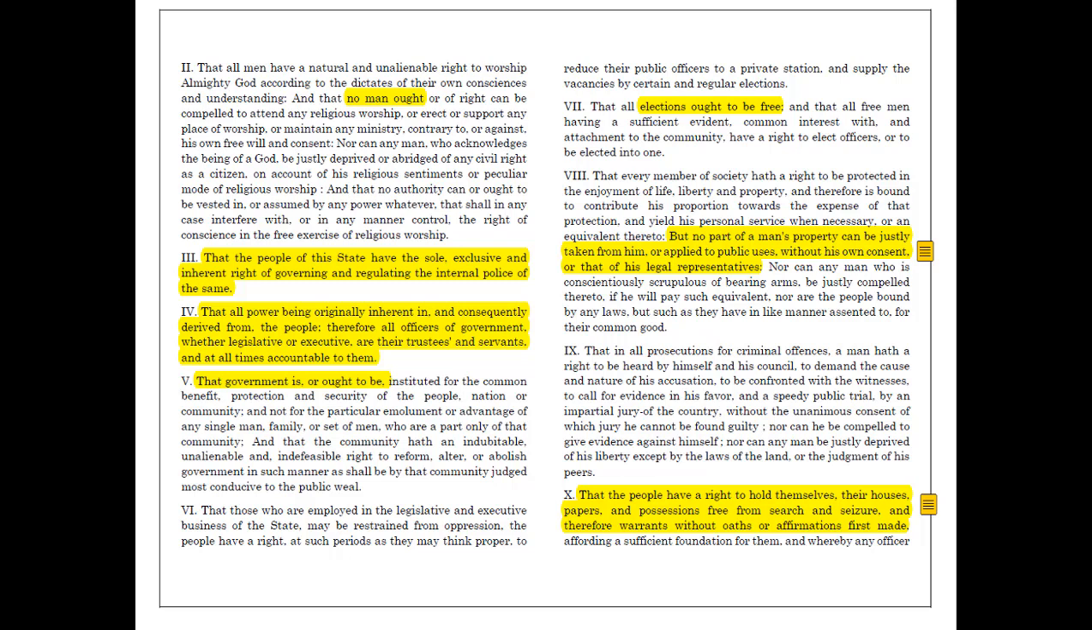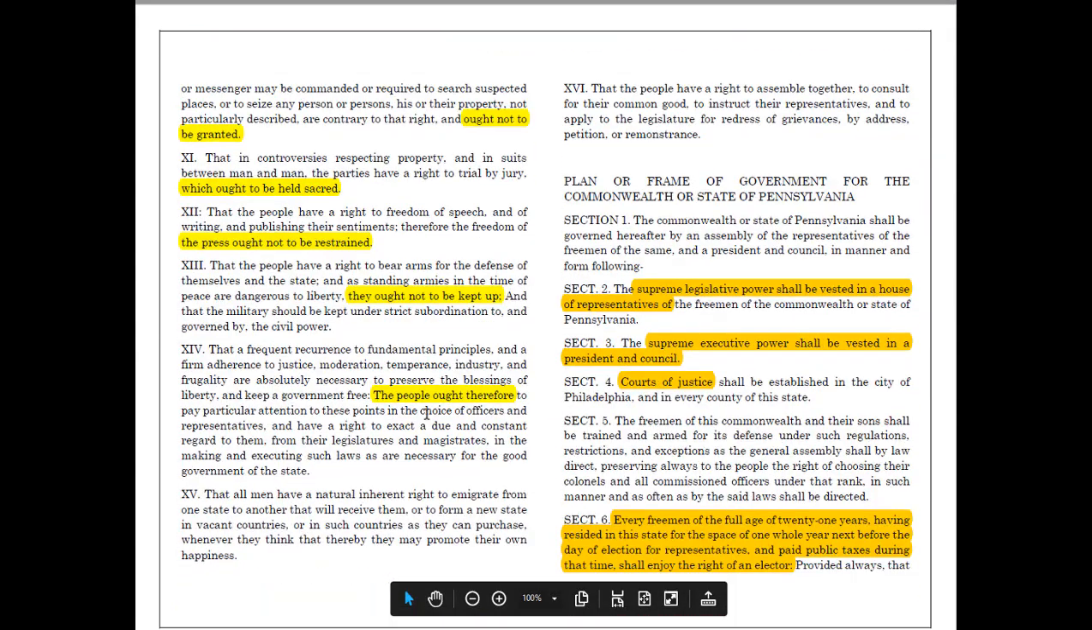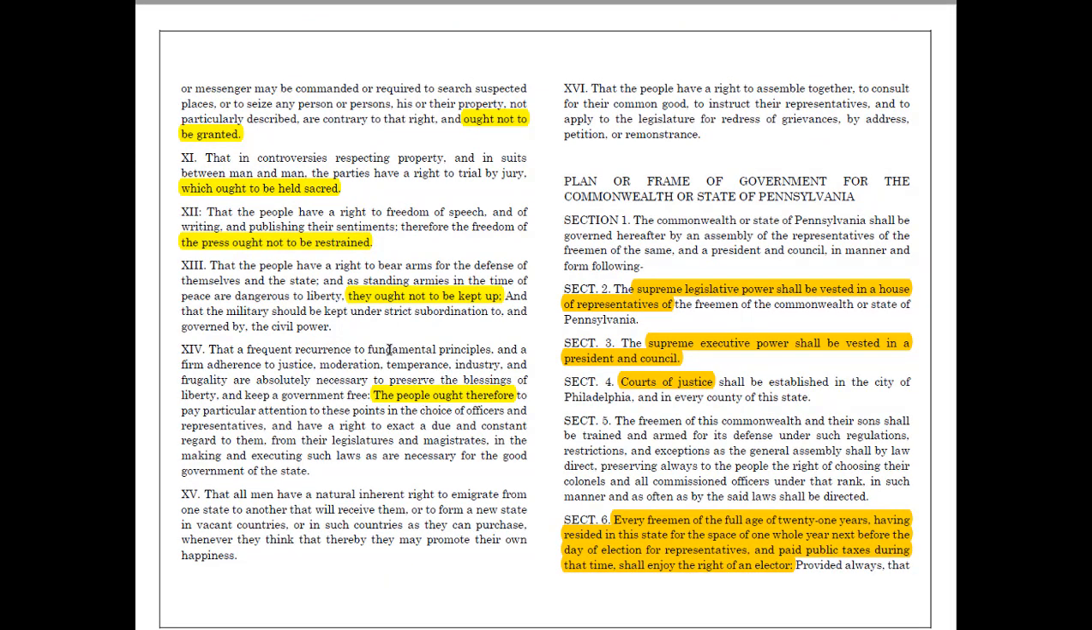And so notice this recurring phrase of "ought" in Article 2 in the highlighted, that no man ought or of right can be compelled, or down in Article 5, that government is or ought to be instituted for the common benefit. In Article 7, elections ought to be free. And if we come even more repetitively in the next page, we see at the top of the left-hand column that they ought not to be granted. In Article 11, the trial by jury ought to be held sacred, that the right freedom of the press ought not to be restrained, etc., etc.